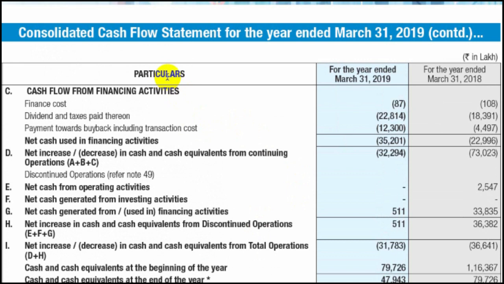Going ahead, let us also check out the cash flow from financing activities. In 2019, the finance cost was a very small 87 lakhs. In 2019, company paid dividend and taxes of around 228 crores against 183 crores in 2018. Payment towards buyback which the company had done in 2019 were of around 123 crores, which was just 44 crores in 2018. Thus, the net cash used in financing activity was 352 crores in 2019. We see a net decrease in cash and cash equivalent from continuing operations of around 322 crores in 2019.